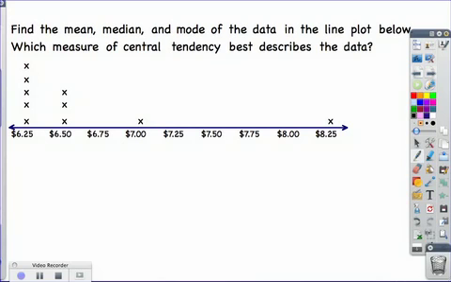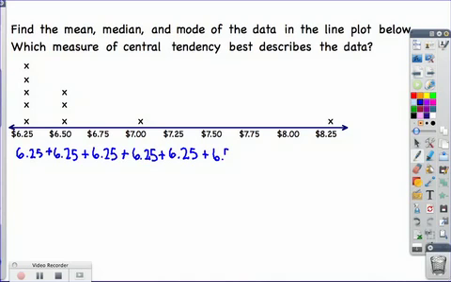So, to find our mean, we need to understand that there are 5 people that earn $6.25. So 6.25 plus 6.25 plus 6.25, and I do this 5 times. I could have also written this as 6.25 times 5. Next, there are 3 people that earn $6.50. So I have to add $6.50 3 times.